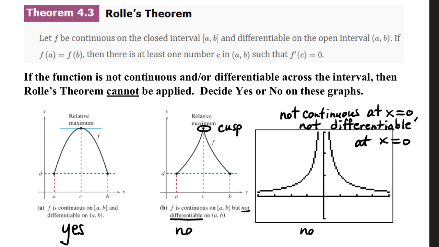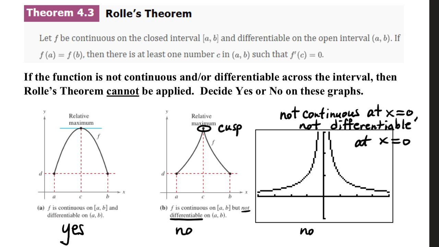Let's decide yes or no on these graphs. On the first graph you see at the bottom left of your screen, we have a smooth, well-defined function. It's a parabola, and the function value at a is the same as the function value at b. Because this function is continuous and differentiable across the interval, we're guaranteed at least one value of c that has a horizontal tangent line, and that's that blue line you see. So this one's yes, the function is continuous and differentiable.